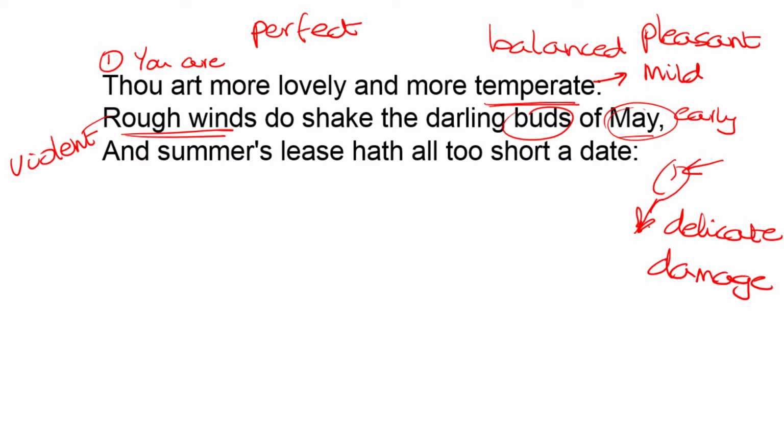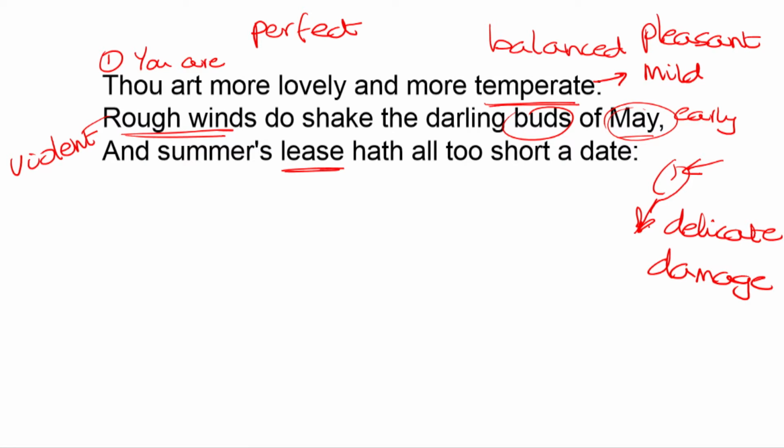And then he talks about a lease. I'm sure you've heard about this before. You've maybe got a lease on a car or a flat. So you take out a lease, meaning that you agree to pay rental for a fixed period of time. But at the end of that period of time, your lease ends and you give back the car or you give back the flat. And he's saying here, summer's lease has all too short a date. Summer doesn't last. The time that we have good summer weather is very, very short.